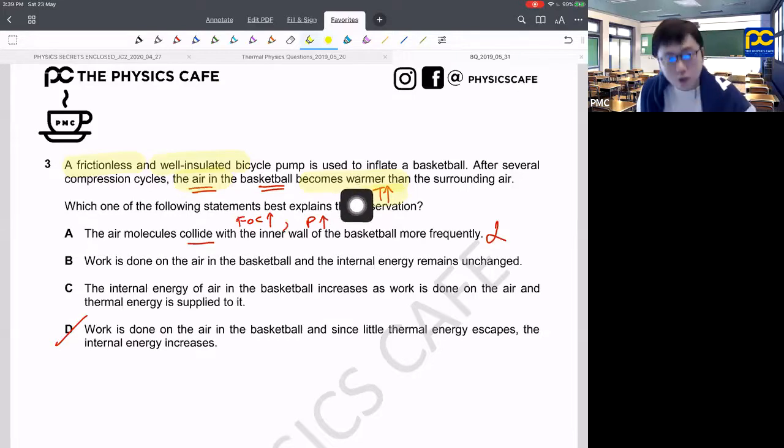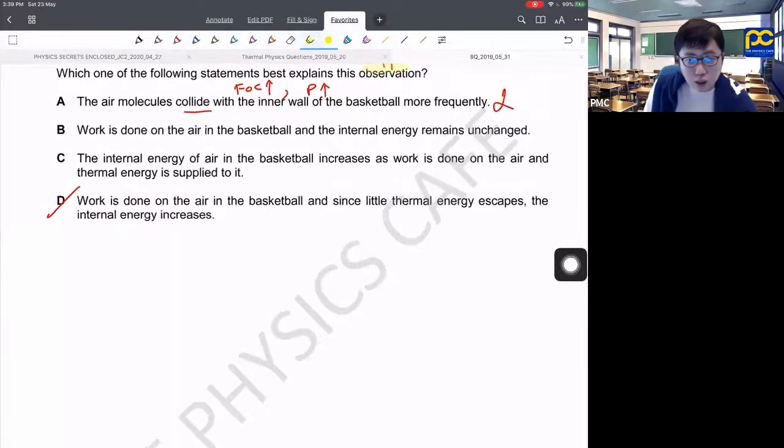So if I change the question, if I ask you what's the reason why pressure increases, then you will say, because more molecules in the basketball, when you pump the air into the basketball, and therefore there will be higher frequency of collision and the pressure of the basketball will increase. Okay, understand? So A is actually okay. Now I'll look at option D.